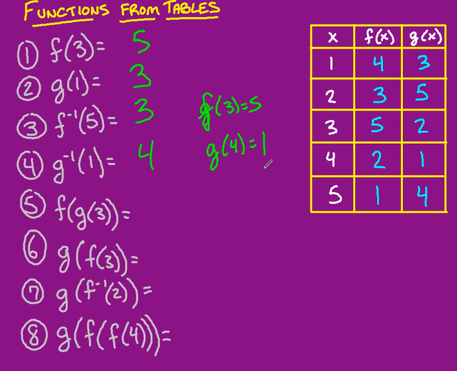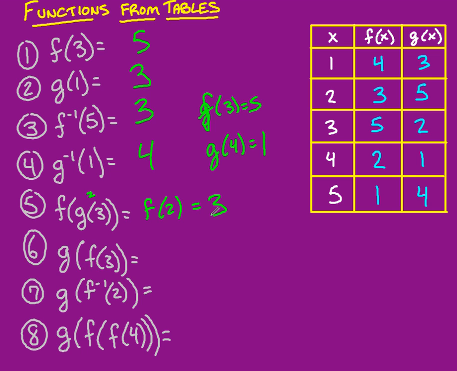Now, for the rest of these, dealing with composite functions, all you have to do is start inside and work your way out. So, start with this part, g of 3. What is g of 3? It is 2. So I can replace this part on the inside with a 2, meaning now I want to find what f of 2 is. So I go to here, f of 2 is equal to 3. So my answer to this one is 3.